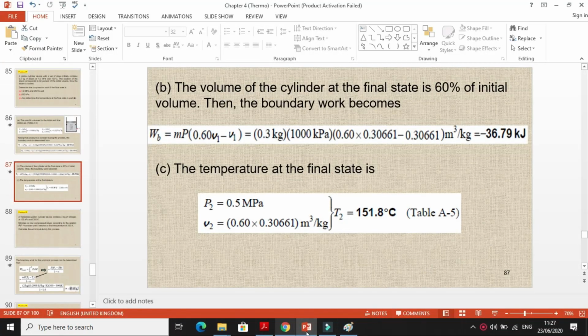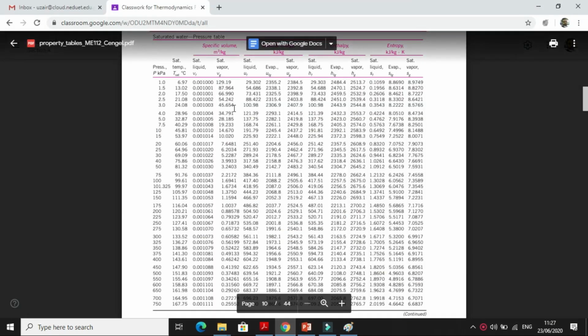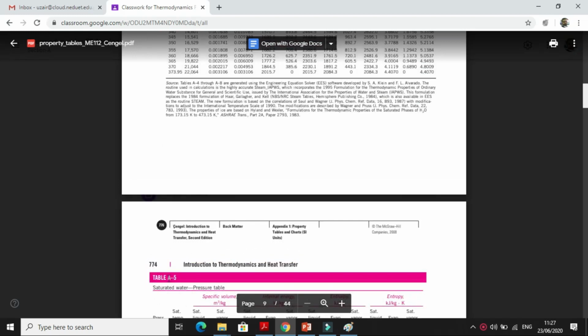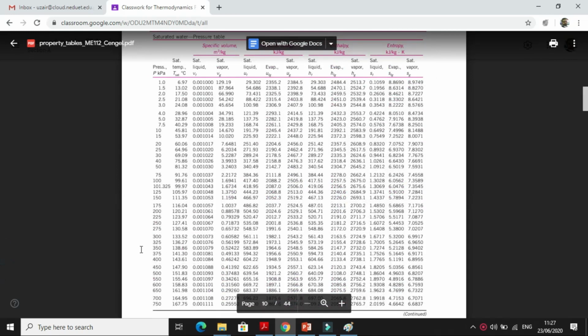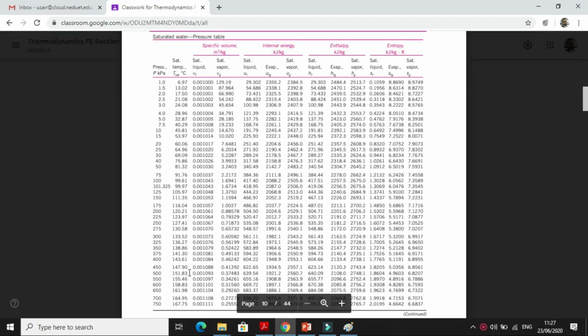So from the steam table, if I'm going to check the steam table, so this is table A5. From table A5, if you can see here, at 500 kilopascal, the saturated liquid volume is 0.001093, and we have the Vg value of 0.37483. So you can see here, our value is around 0.1839, so the final volume is somewhere in between.